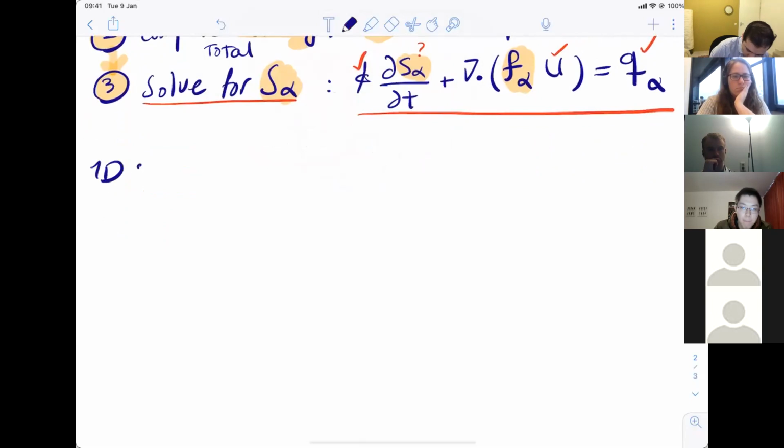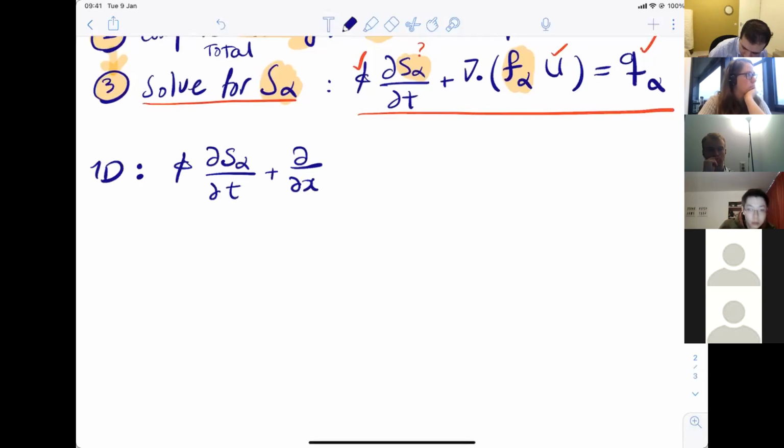For 1D, one-dimensional reservoirs, it would read phi dS alpha dt, because I have one saturation unknown. I can write it as S, but that's okay. Plus d dx of f alpha u is q alpha.